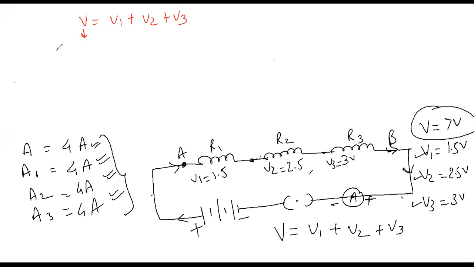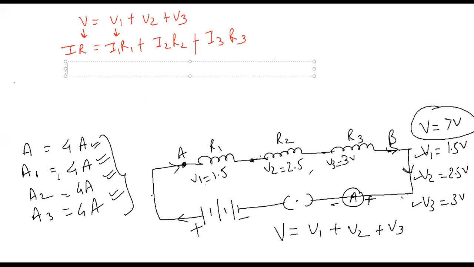And what is V? Tell me, children, what is V? IR. Yes, total current of the circuit, total resistance of the circuit. What will be V1? I1 into R1. V2 will be I2 into R2. Yes or no? And V3 will be I3 into R3. Yes or no?